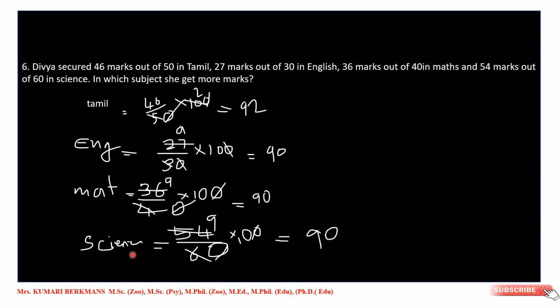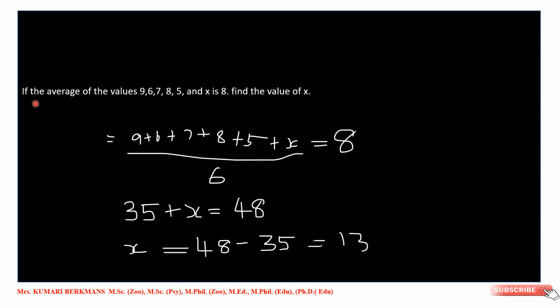When we take the science marks, she got 54 out of 60. So 54 by 60 into 100 we take to calculate the percentage. The 0 is struck out. Now see, 54 divided by 6 is 9. So 9 into 10, it is 90. So she got 90% in English, 90% in maths, 90% in science, whereas in Tamil she got 92. So what is the question? In which subject did she get more marks? It is Tamil, 92.